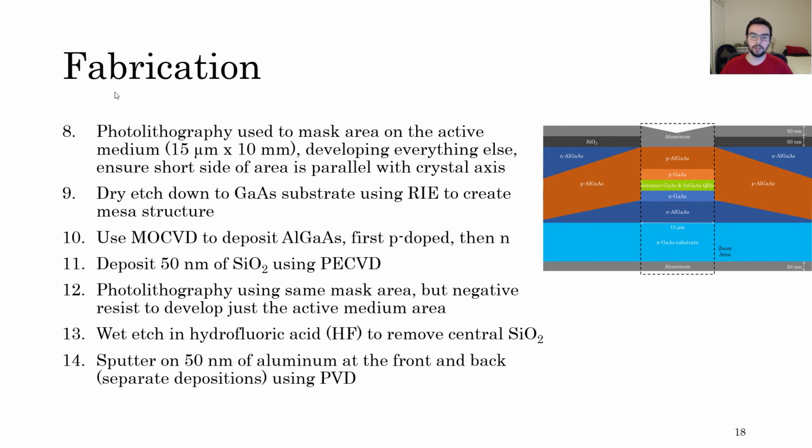Then we use MOCVD to deposit aluminum gallium arsenide, first p-doped and then n-doped, for this electrical confinement. And we deposit 50 nanometers of silicon dioxide using PECVD. Again, we use photolithography, but this time we use the negative resist using the same mask to develop only the active medium area. Then we wet etch with hydrofluoric acid to remove the central silicon dioxide, and then we sputter on 50 nanometers of aluminum at the front and the back to make the contacts using PVD.